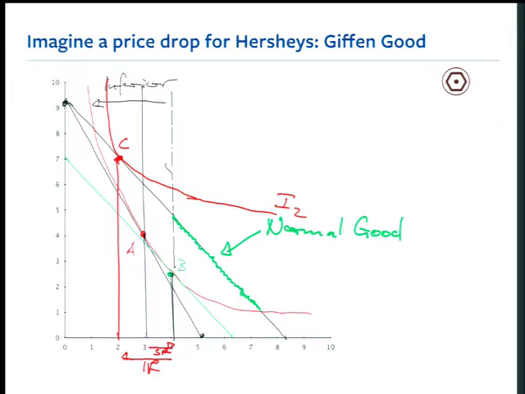So what does that tell us about a Giffen good? A Giffen good is a super inferior good, right? It's a good that has such a strong negative income effect that in fact it's bigger in magnitude than the substitution effect, and opposite in sign.